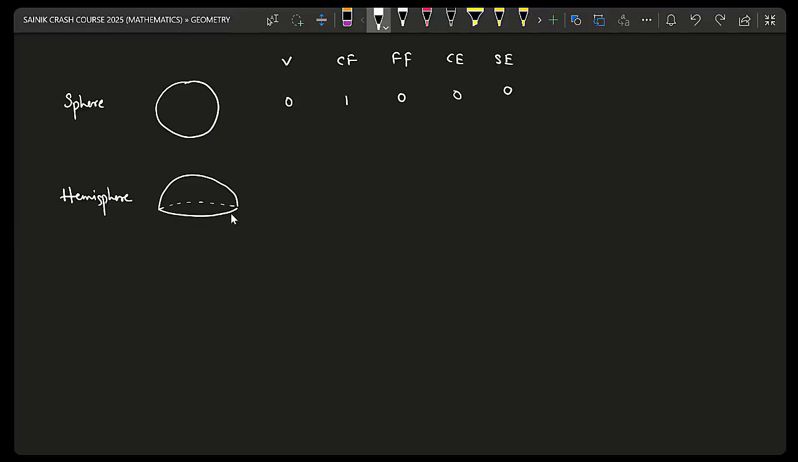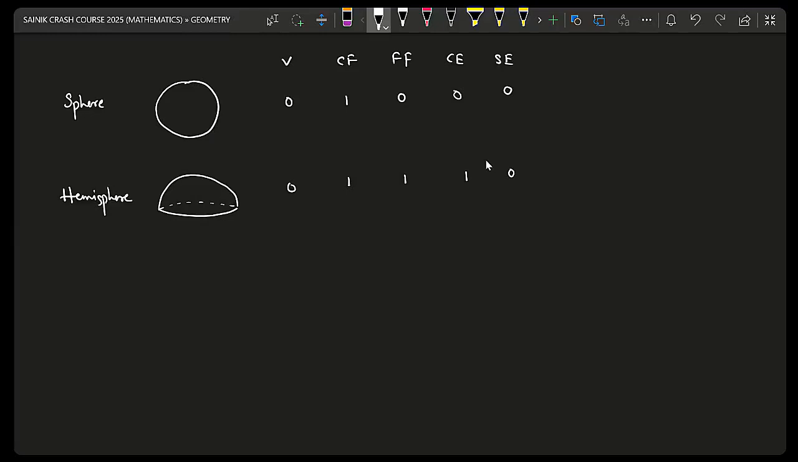Okay, number of vertices. There are no vertices, that is 0. Curved face. The top smooth curve is there, no? That is one curved face. Flat face is at the bottom. It is nothing but the circle. And curved edges. There is one edge which is a circle. This edge is there, which is running here. This is one curved edge. And straight edge, there are no straight edges, we can write 0.